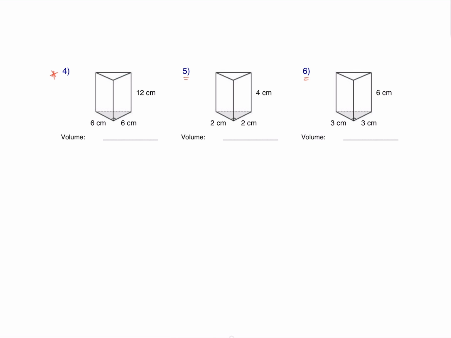Okay, so we're trying to find the volume, which is the total amount of space inside these shapes. These shapes are called triangular prisms. It's a prism because it's a 3D shape, and it's triangular because it has a triangle at both ends.